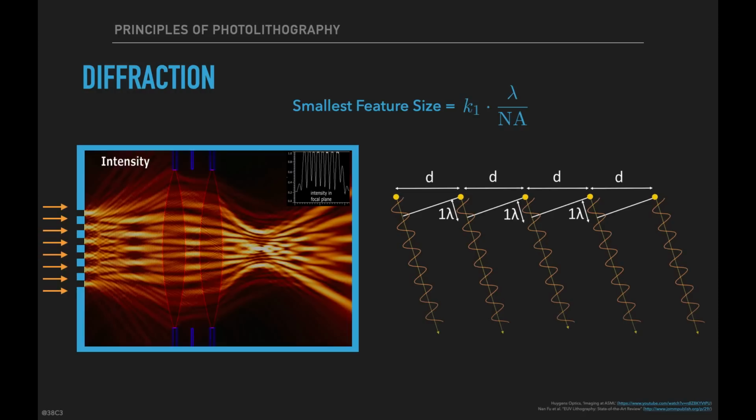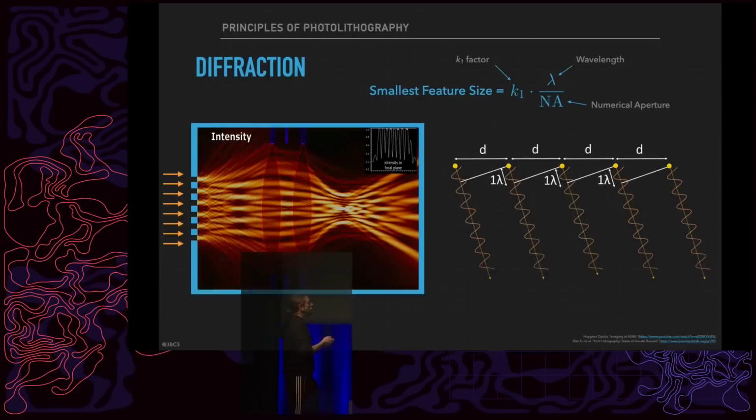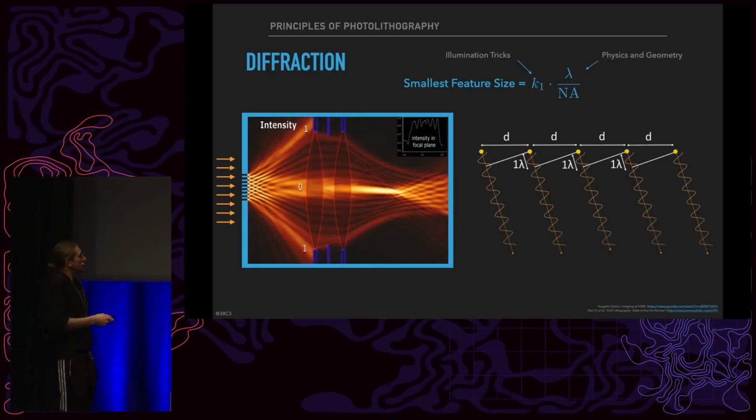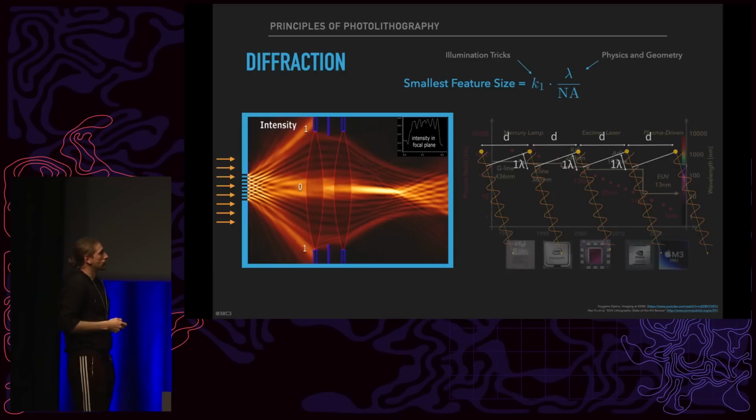Right, and there's a Rayleigh formula giving you the smallest possible feature size, which is related to the wavelength, the numerical aperture, which is roughly the aperture of your device, and the K factor. It's literally called the K1 factor. And basically it tells you that you have some physics and geometry here and illumination tricks. That means if you now decrease the feature size by not changing anything here, then you get a blurry image eventually on your focal plane, which is not what you want.